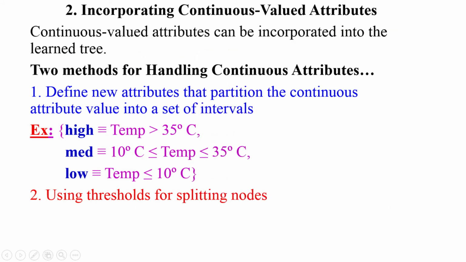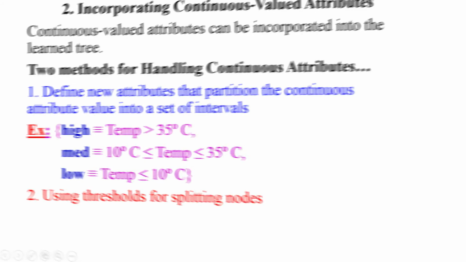Incorporating continuous valued attributes. Continuous valued attributes can be incorporated into the learned tree. There are two methods for handling the continuous attributes. First one is to define new attributes that partition the continuous attribute values into a set of intervals. For example, suppose that the value of the attribute is lying between 10 degrees to 35 degrees. This can be converted into discrete attributes with the values: high is equal to temperature greater than 35 degrees centigrade, medium is equal to temperature between 10 degrees and 35 degrees, low is equal to temperature less than 10 degrees centigrade. Or we can adopt the second method, that is using our own thresholds for splitting the nodes.